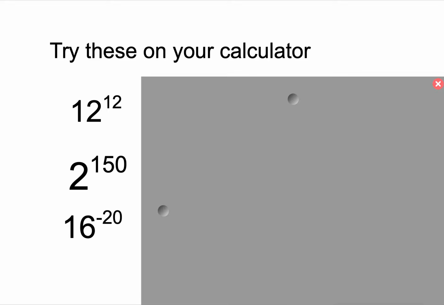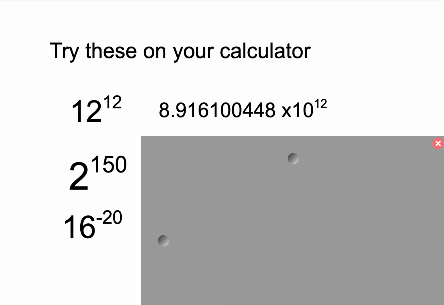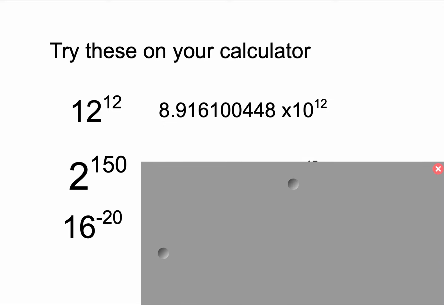I encourage you to try these out on a calculator. If you do 12 raised to the 12th power, you get this really interesting number, 8.916100448 times 10 to the 12th. Some calculators will have an E there. So this is obviously not a number between 8 and 9. This times 10 to the 12th actually means that we multiply by 10 12 times.